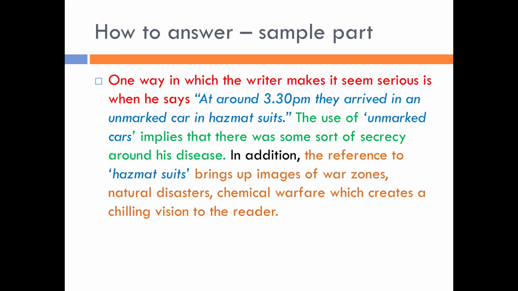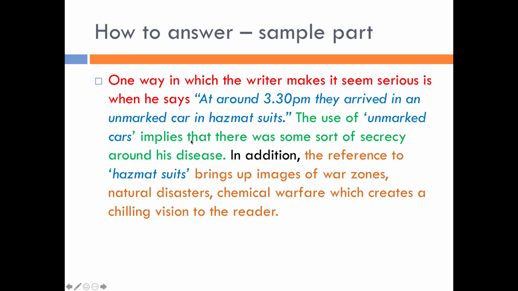So I picked out my quotation, and then within that quotation I've picked out some specific ideas. The use of unmarked cars implies that there was some sort of secrecy around his disease. In addition, the reference to hazmat suits brings up images of war zones, natural disasters, chemical warfare, which creates a chilling vision for the reader, and reinforces how serious this was.